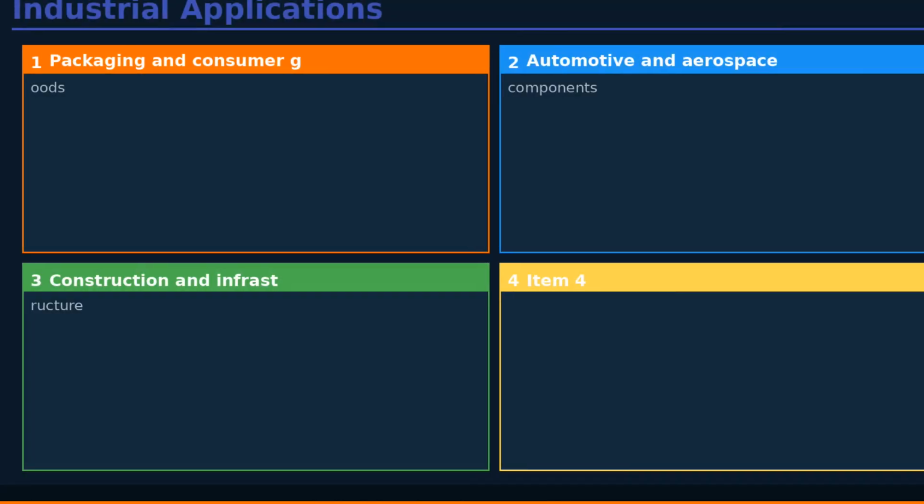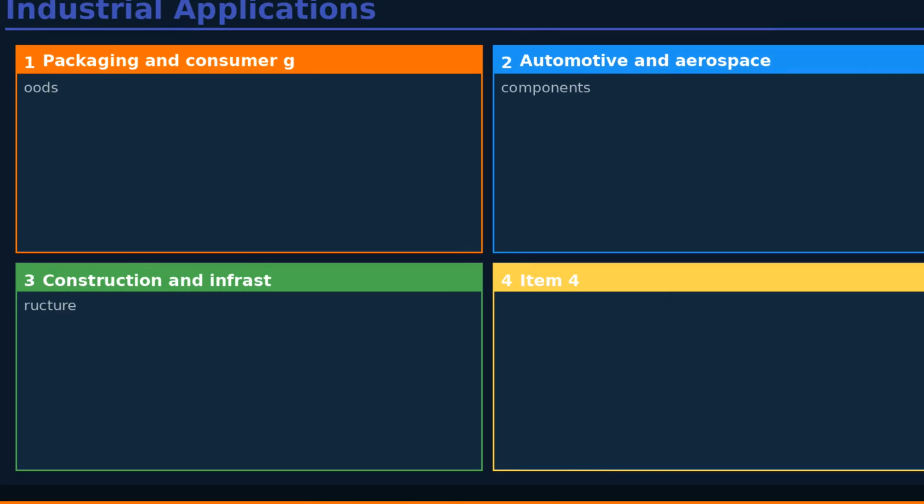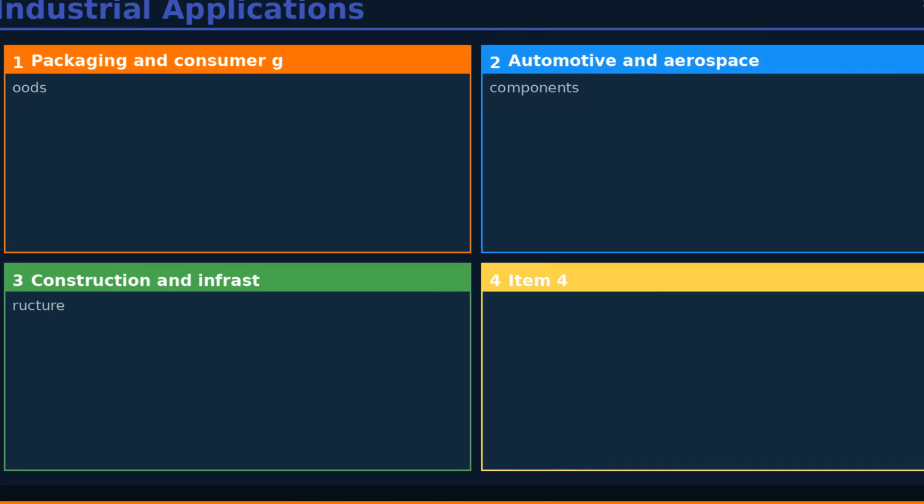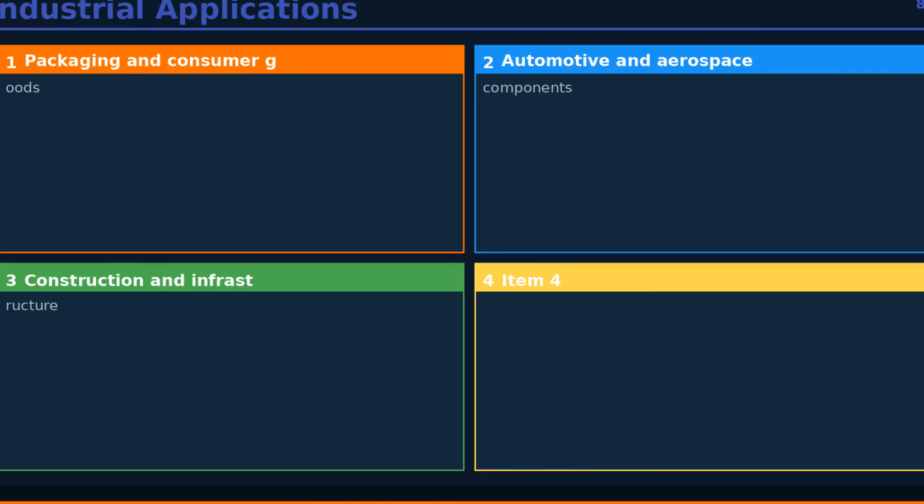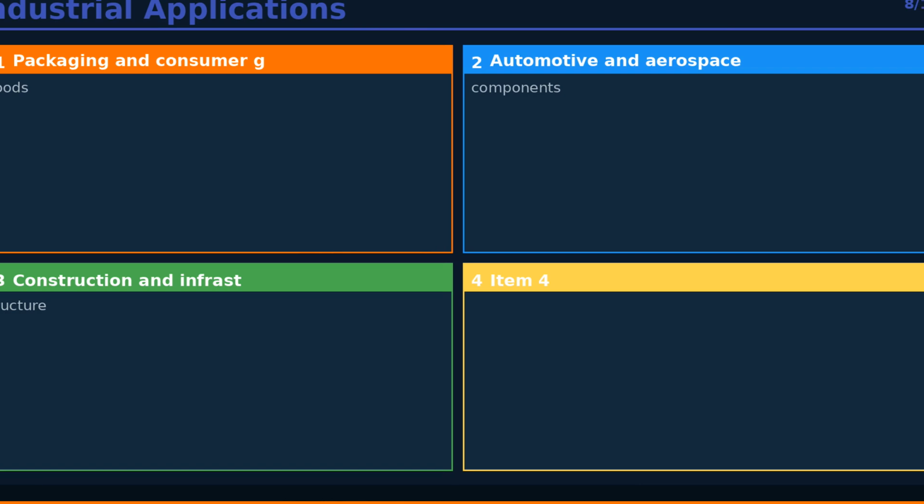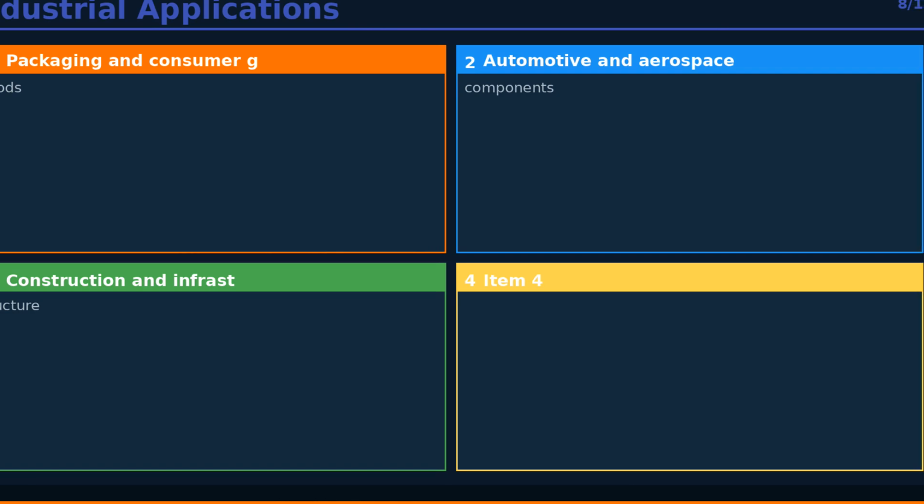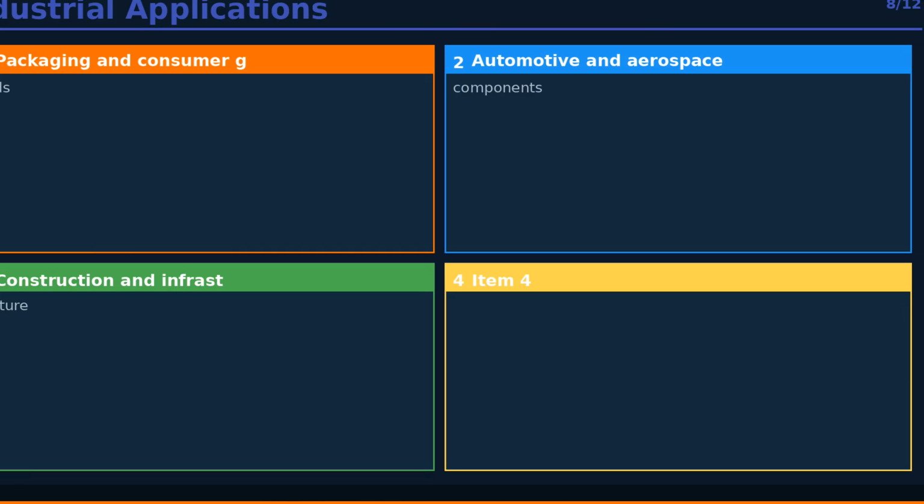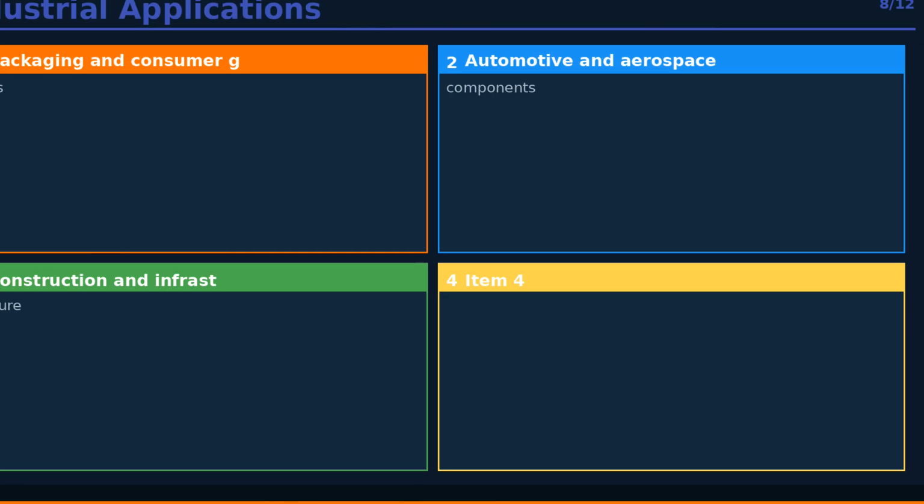Introduction to Polymers and their classification is applied across packaging, automotive, and construction sectors worldwide. In packaging, it provides lightweight, barrier-rich solutions at low cost. Automotive and aerospace applications demand high strength-to-weight ratio and thermal stability.